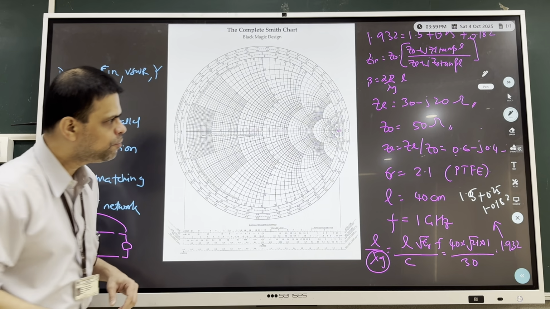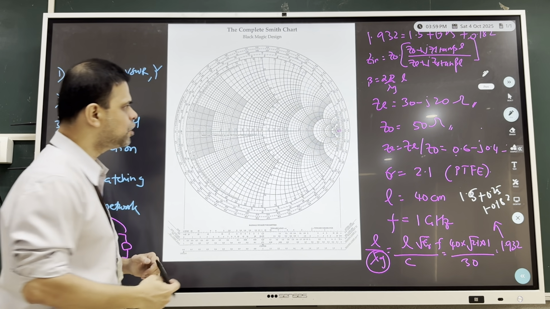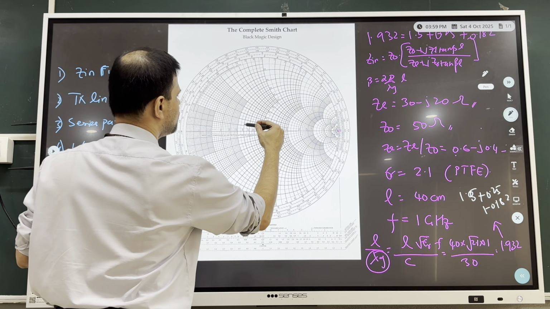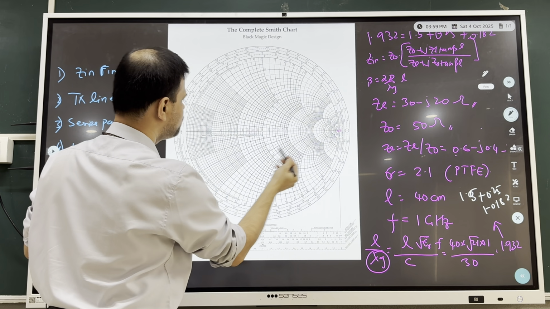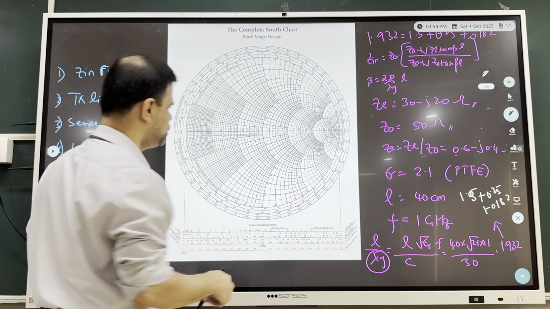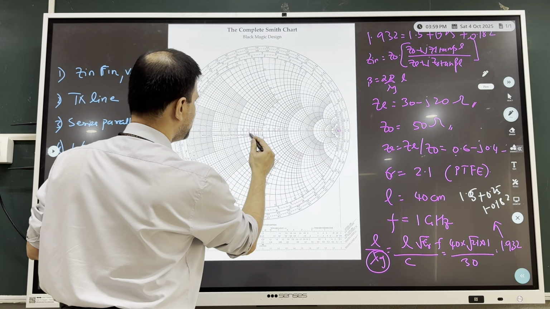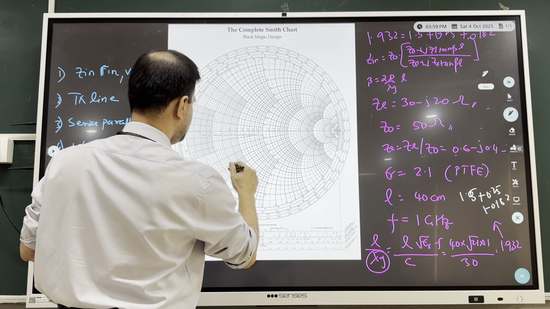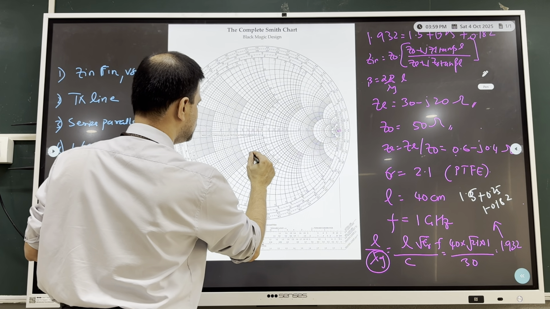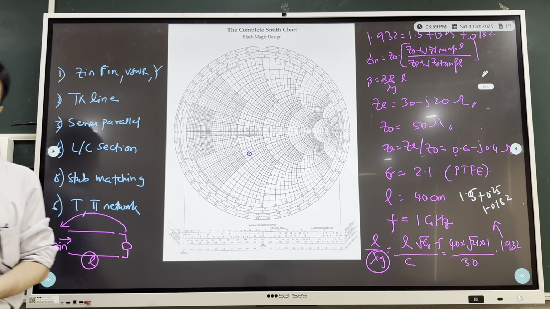What is the point? 0.6 minus 0.4j. So that is the point we are going to locate. So 0.6 is somewhere here, and remember it is minus 0.4j, so it is going to come down in the capacitive region. So 0.4 is somewhere here, and 0.6 is here. The intersection of these two curves gives me the point. So this is my input, this is my load impedance.